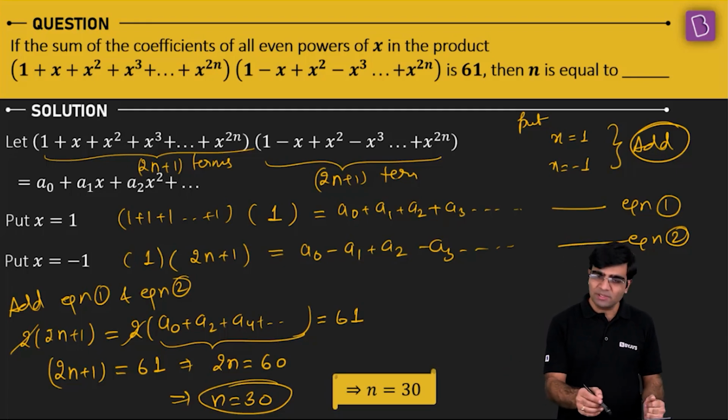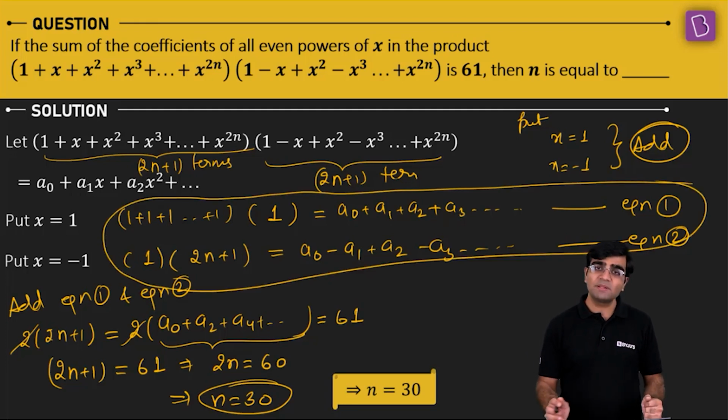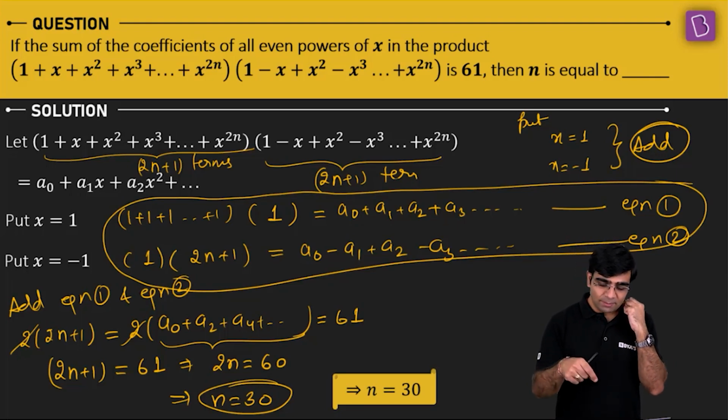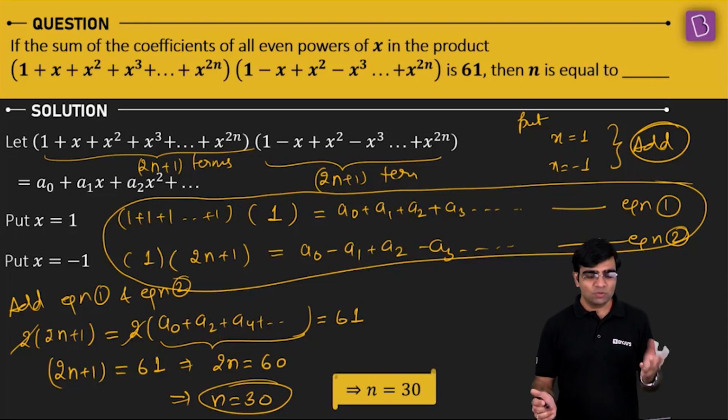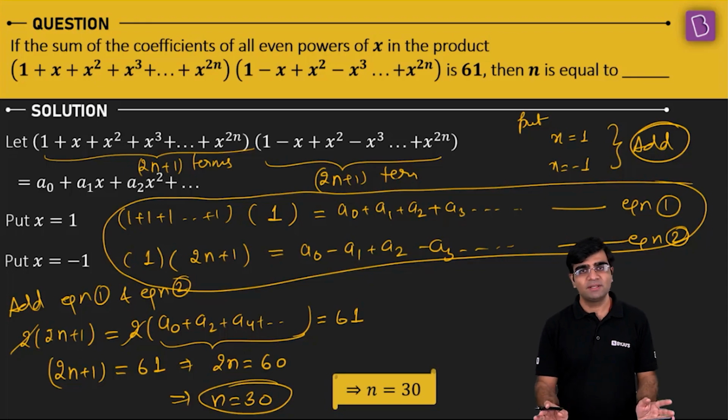So the moment when you add them, you can clearly see when you add these two equations, you'll be left with nothing but, on the right side, 2 times of a0 plus a2. Minus a1 plus a1 will get cancelled. Minus a3 plus a3 will get cancelled. So you'll be left with only the sum of the coefficients of all the even powers of x. Sorted?